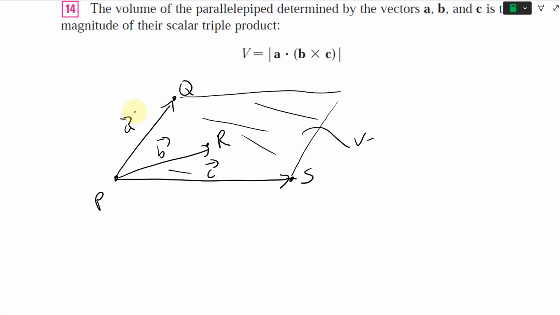So V is equal to 0. So in other words, they're all on the same plane. All these are on the same plane. They have no thickness to this parallelepiped. It just becomes a parallelogram if these are all on the same plane.